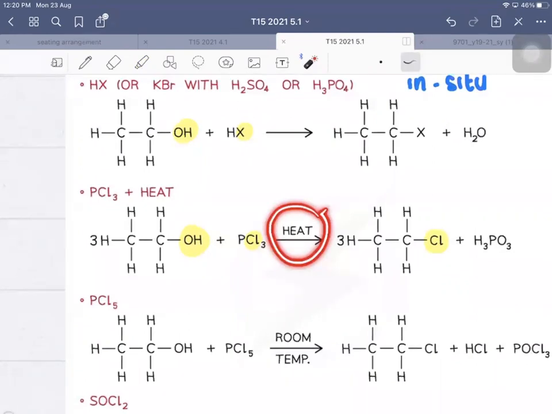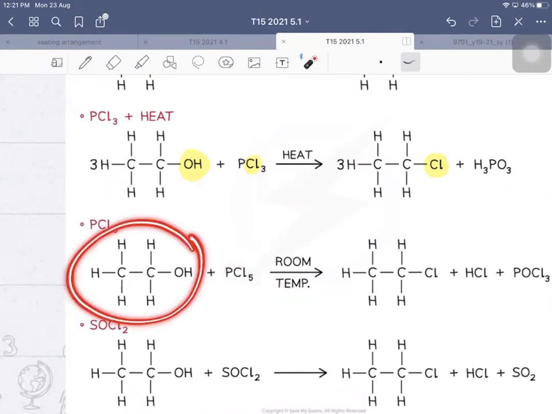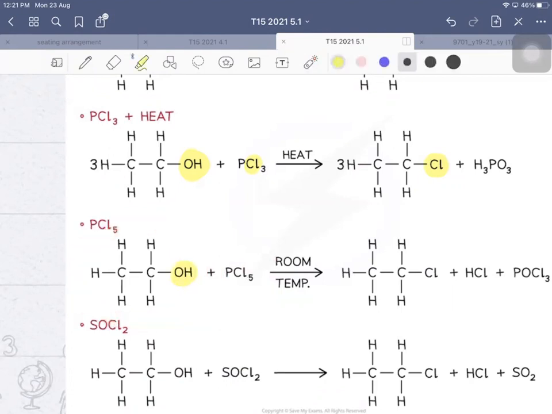Okay, even better is using PCl5. PCl5 is a solid at room temperature. So this one you don't need to make in situ. You just order it from a supplier. It comes in a bottle. You add it straight away to your starting alcohol. Okay, so then same thing. Your hydroxy group will be replaced by a chlorine atom. Since there's only one hydroxy group, only one hydroxy group will be substituted with the chlorine atom.